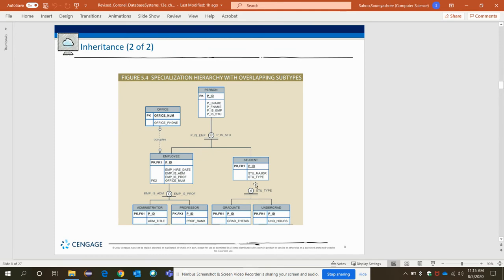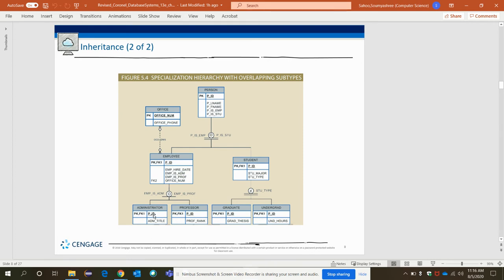So again, I need to elaborate the overlapping subtypes. We have already learned the supertype subtypes. So if we consider only this portion, overlapping subtypes, the employee and student, contain the non-unique subsets of supertype entity person. Okay, so they are inheriting the property of the person supertype entity, but they may contain the non-unique subsets of the person entity, supertype entity.